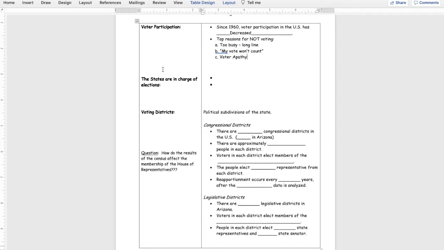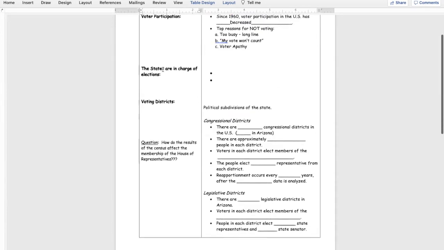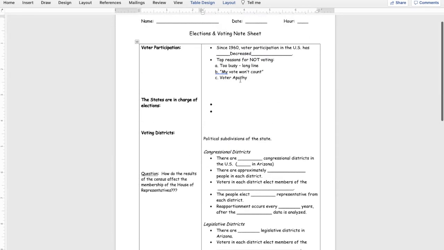Now, one more, just to add it to the list here. Whoa, we went all the way down here. Don't know how that happened. We'll go on out here. We'll add a little D to that puppy. A big one recently has been that people don't like the candidates.